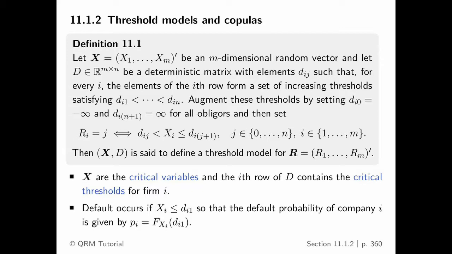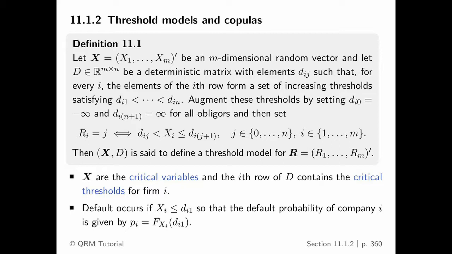So for each company, there will be a critical variable X. In the Merton model, that critical variable is the value of the assets at time t equals 1, or the log value of the assets at time t equals 1. If we want something normally distributed, we could take the log value of the assets. And so think of these X's as being value of the assets at the time horizon. So these X's are in general going to have continuous distributions.